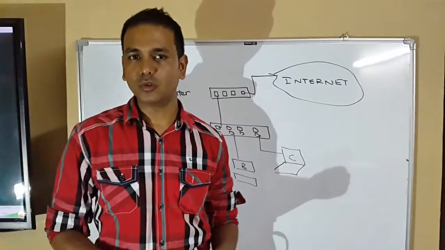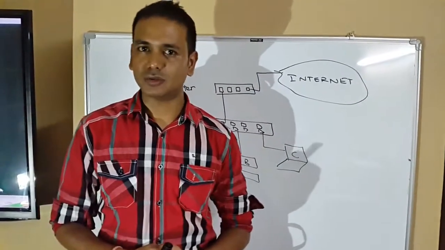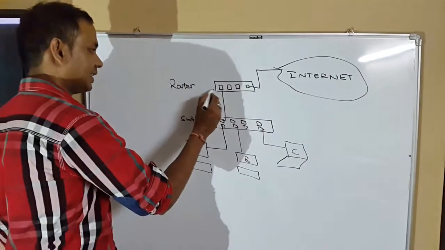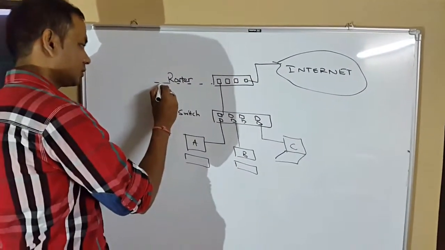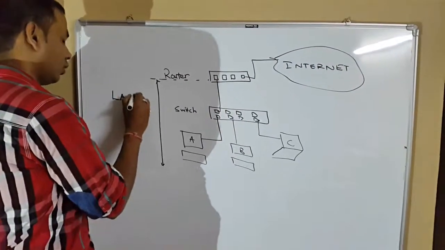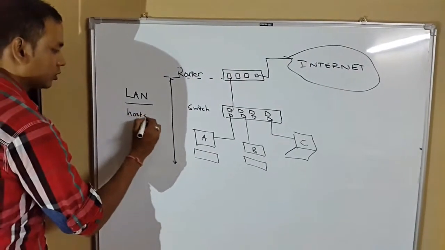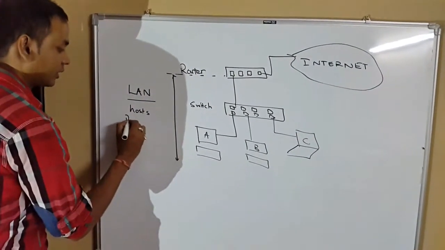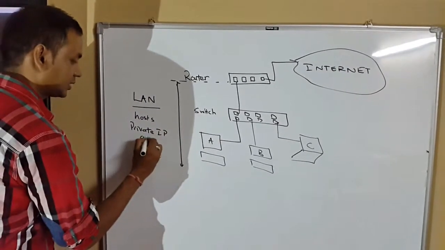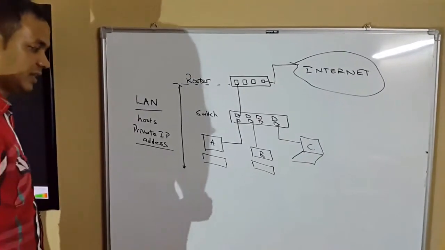Now I'm going to explain to you the difference between private IP address and public IP address. So basically, everything that is inside the router here forms a local area network, and all hosts on a local area network require what we call a private IP address. How do you recognize a private IP address?